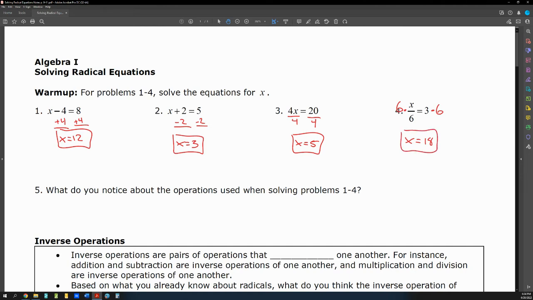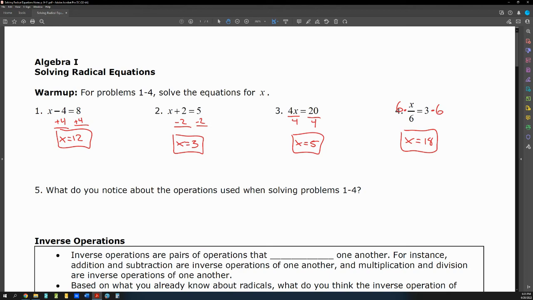So take a moment and consider 1 through 4 and see, what do you notice as a pattern or something that each of these have in common in terms of the steps used when solving. So what do you notice? Is there any trends that we follow? And then you can go ahead and write your answer below number 5.